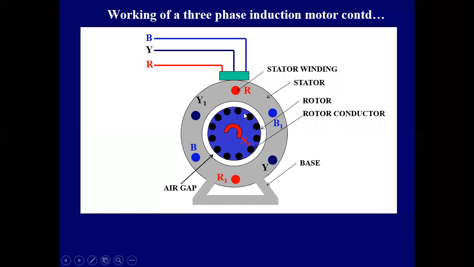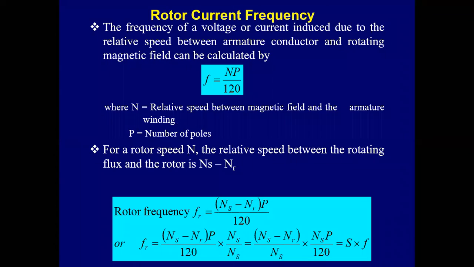So that is the point. At starting, the relative speed between the stator field and rotor is ns. During running conditions, the relative speed is ns minus nr. Now, ns is equal to 120f by P. I have rearranged the equation, where n is the relative speed.